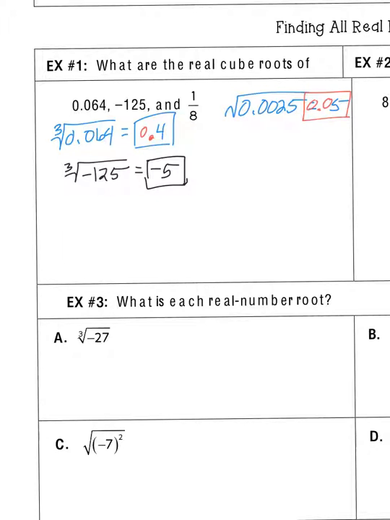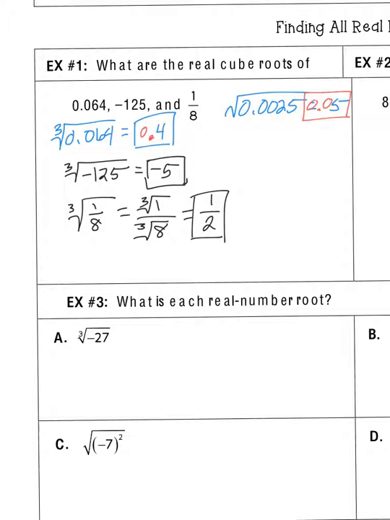And then we have 1/8. So I'm going to take the cube root of 1/8. So we can split up this cube root and take the cube root of 1 over the cube root of 8. The cube root of 1 is 1, and the cube root of 8 is 2. Okay, look at example 2.